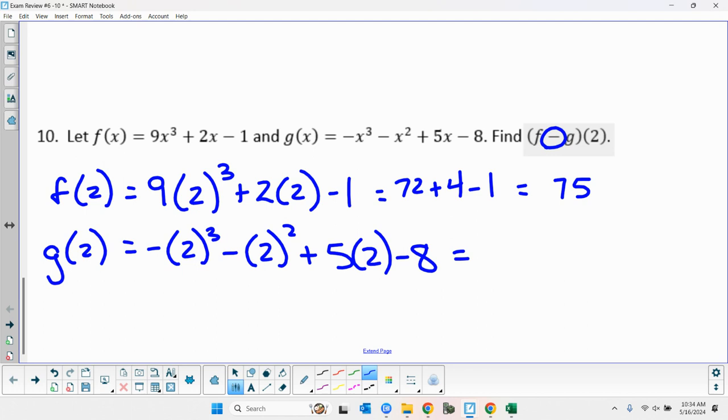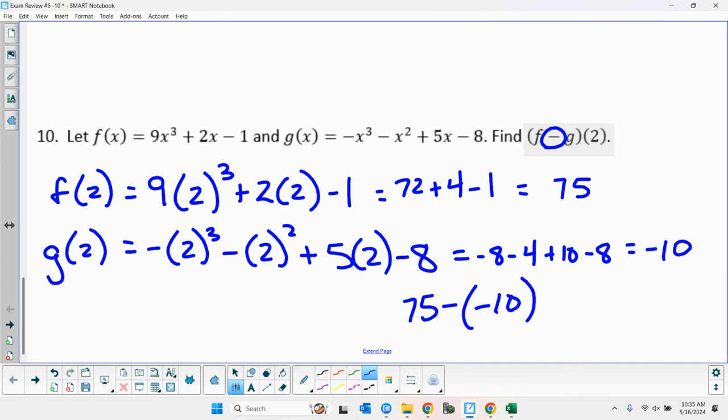This one is 8, but it's negative 8. This is 4, but negative 4. This is 10 and minus 8. All right, so negative 12 plus 10 is negative 2, minus 8 is back to negative 10, right? Addie, all right? Yeah, I just don't have 85. Well, it's 75. There's the F minus the G. Oh, so minus the negative is plus, right? So 85 is the correct answer.